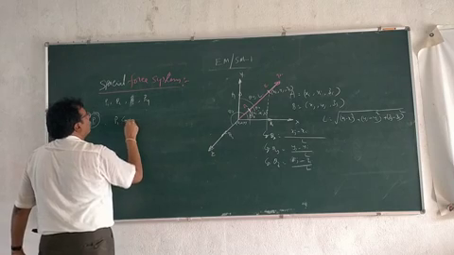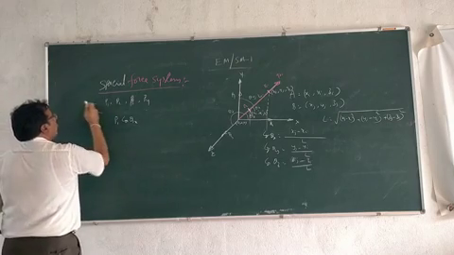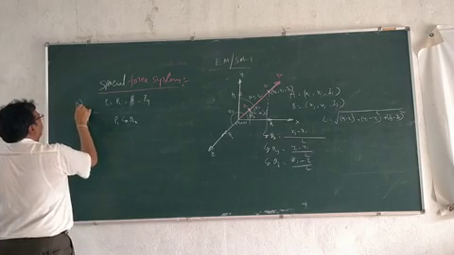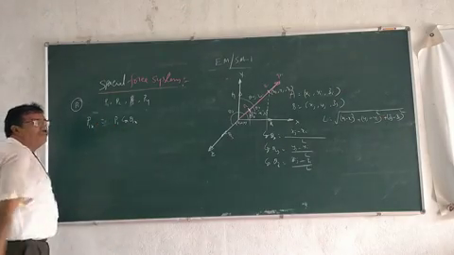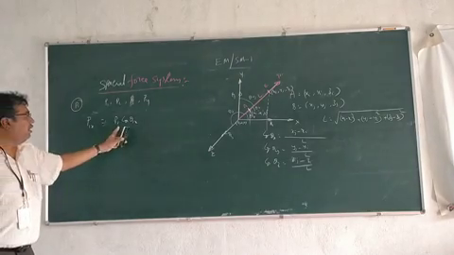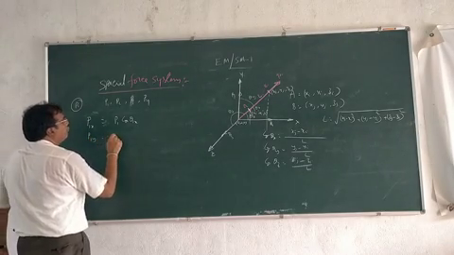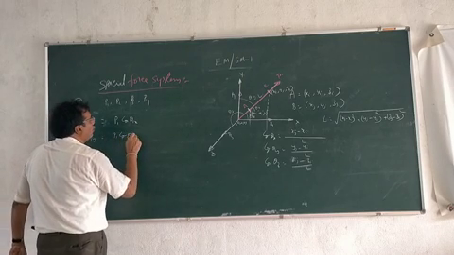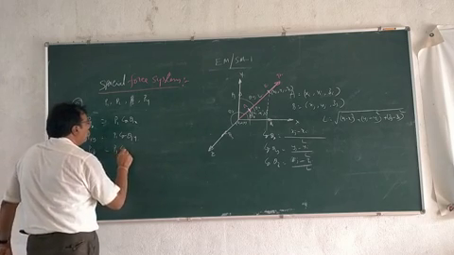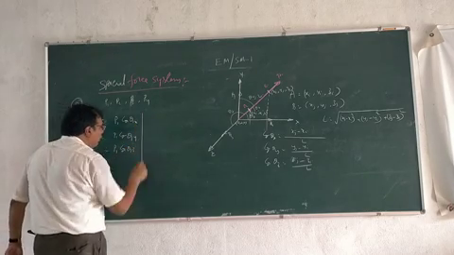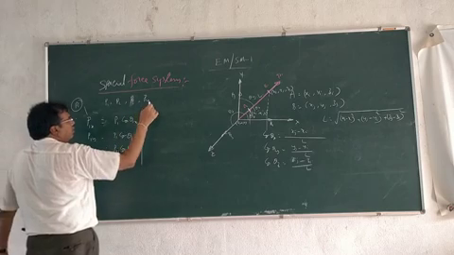P1 cos theta 1x, that's all. For P1, P1x is the x component of P1. Correct? P1x is P1 cos theta 1x. P1y is P1 cos theta 1y. P1z is P1 cos theta 1z. Similarly, next, components of P2.